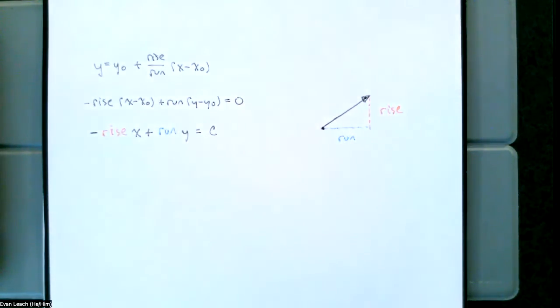In the standard equation of a line, the coefficient of x and the coefficient of y have the minus rise and the run.